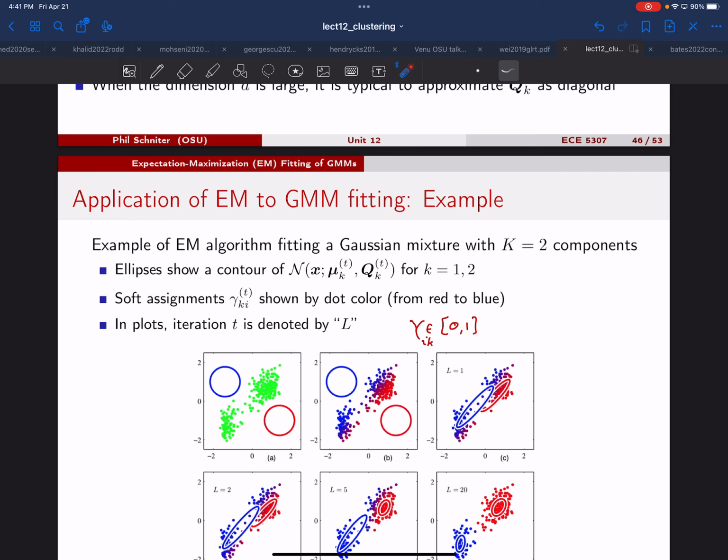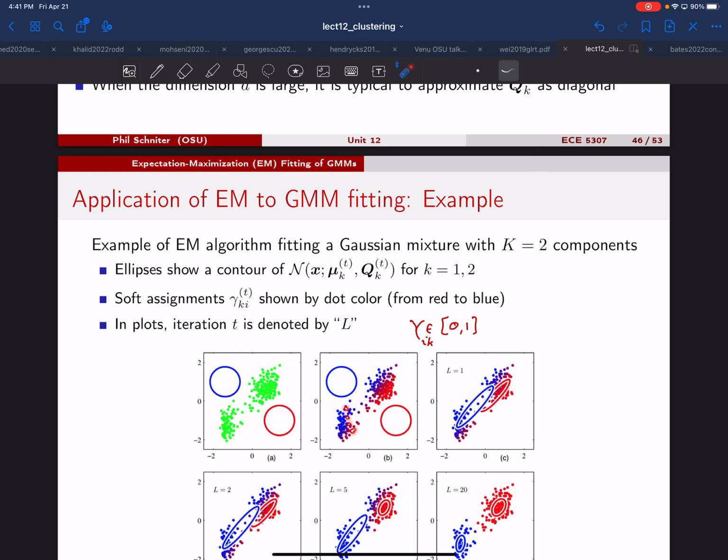As you can see, the samples that are closer to the center of this Gaussian get more blue, and the ones that are closer to that Gaussian get more red. There's a decision boundary right between those Gaussians. It's going to be linear in this case, and that's the decision about whether a point is red or blue.